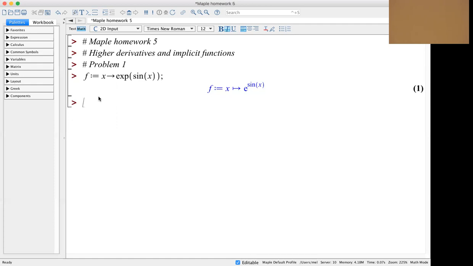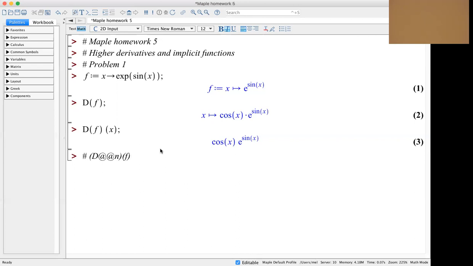So the derivative of f is that, or if you want to see it more, derivative of f of x, just evaluate at x. This is the derivative, and the command to compute a higher derivative of a function is D at n of f. So this is the nth derivative of the function f.